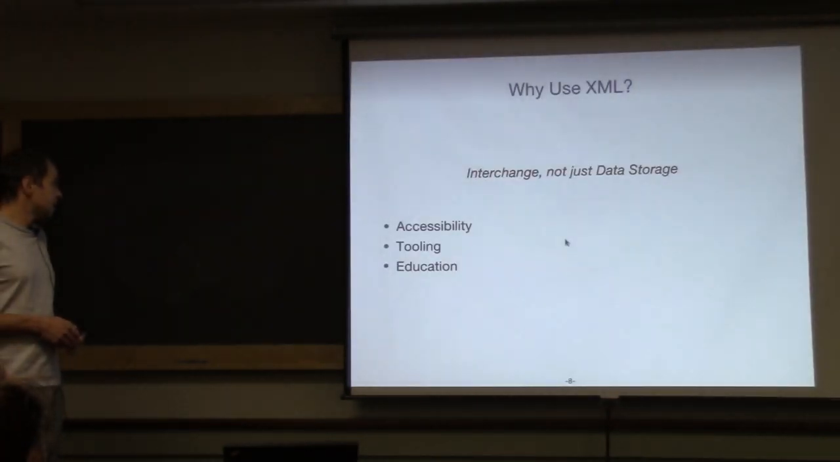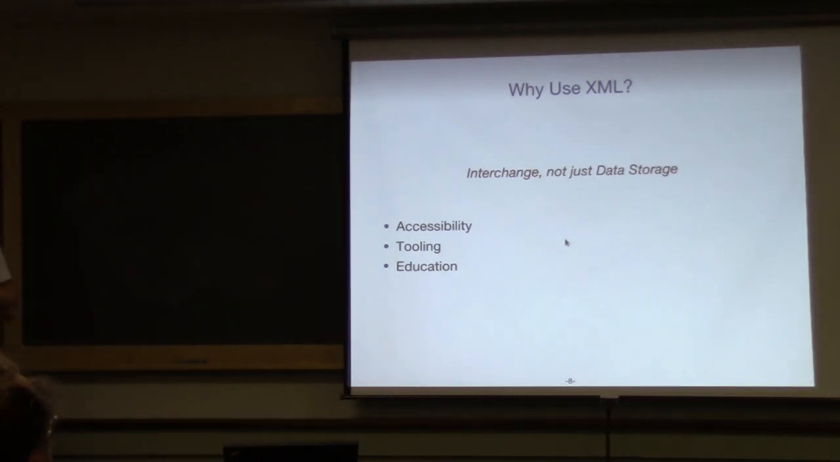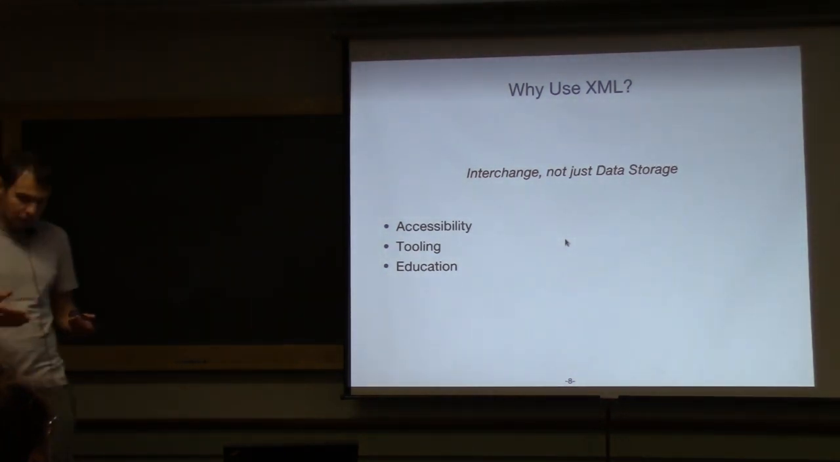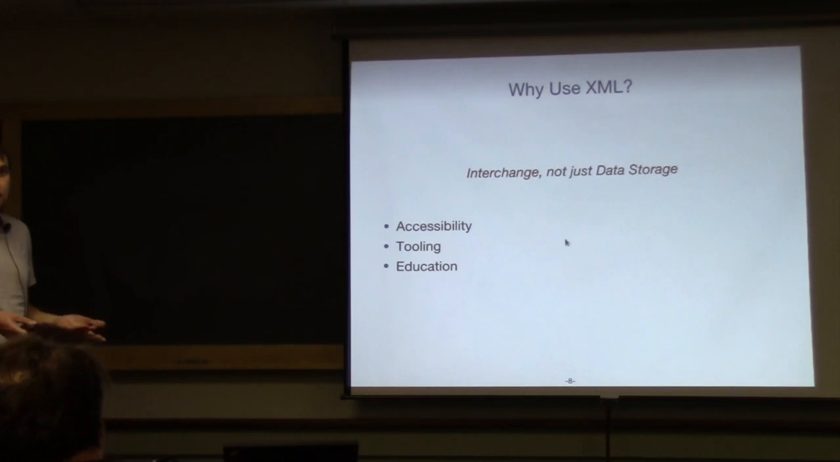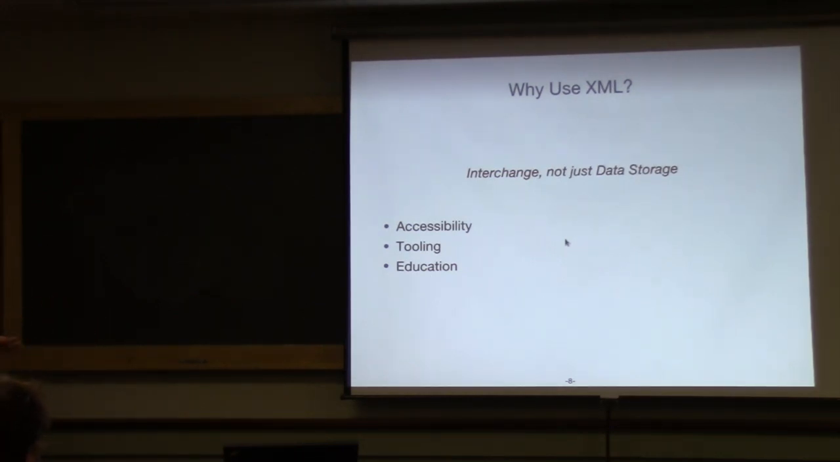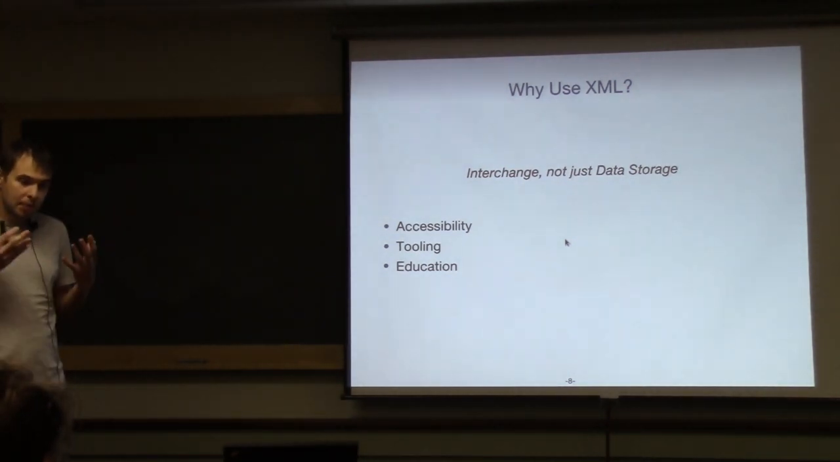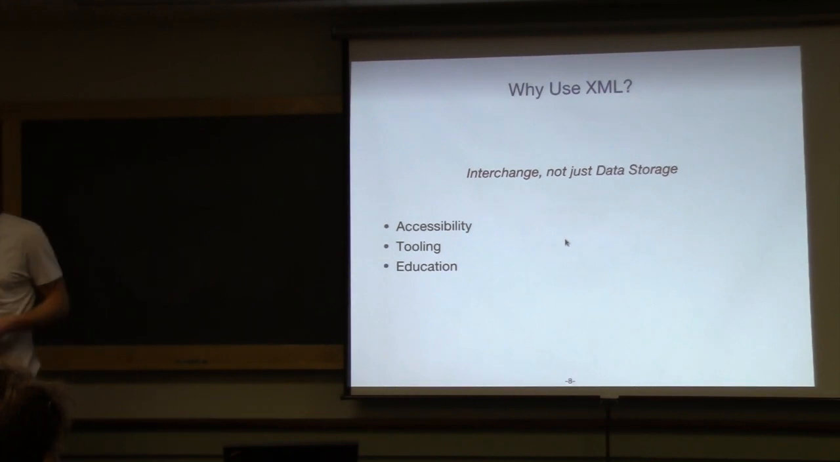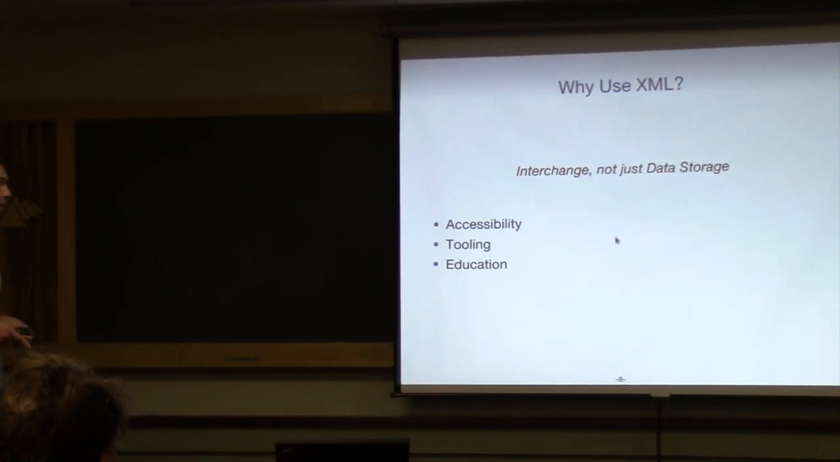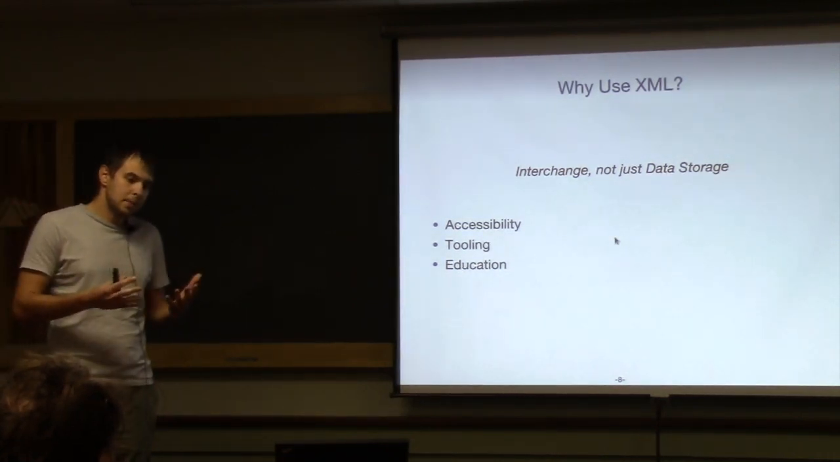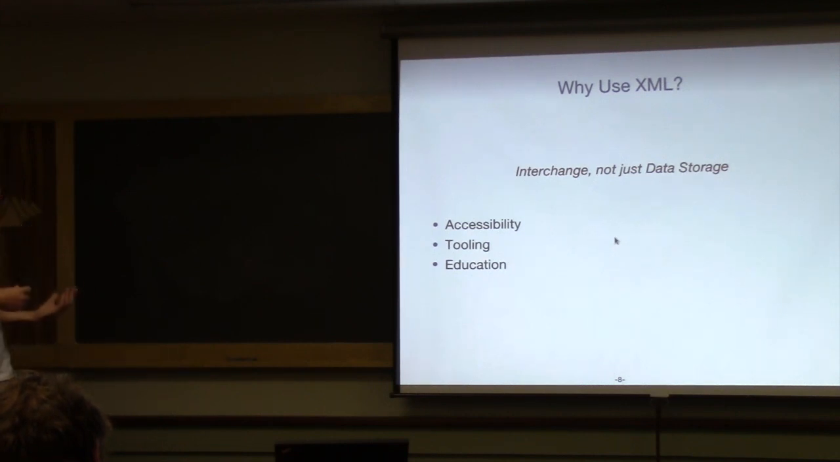Well, my view of XML is the pragmatic one. I think we should use XML for data interchange and not just as a data storage format. After all, if your application is the sole producer and consumer of XML, then you might as well choose a format that is more efficient and more natural for your situation. XML is best suited when your application data needs to be accessible by third-party tools that haven't yet been written, using languages and platforms that don't yet exist. So, to put it another way, the guiding principles for choosing XML should be accessibility, tooling, and education.